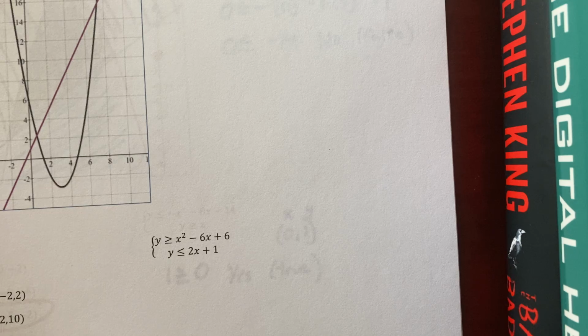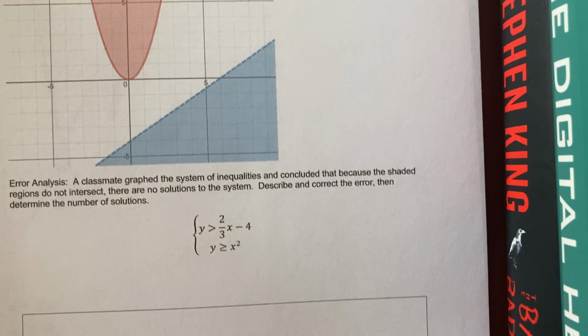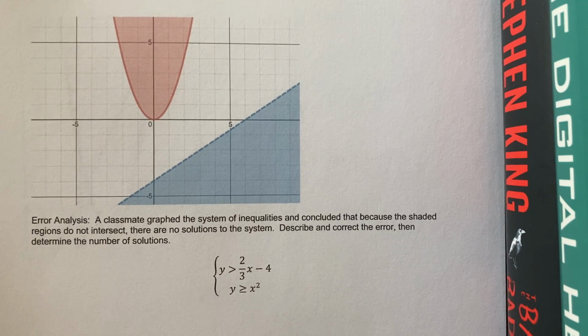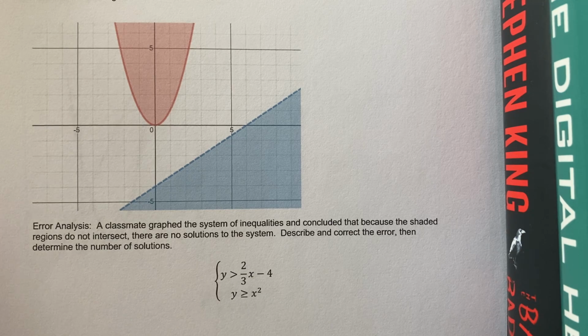Let's look at question number 5, the last question here. It's an error analysis question. It says a classmate graphed the system of inequalities and concluded that because the shaded regions do not intersect, there are no solutions to the system. Describe and correct the error and then determine the number of solutions. Okay, so we want to check a couple of things here. We want to make sure our shading is correct.